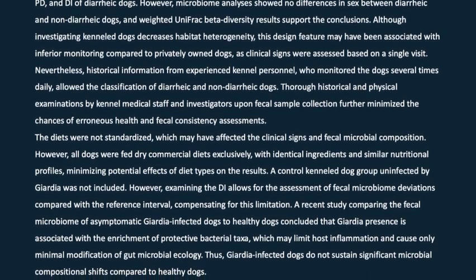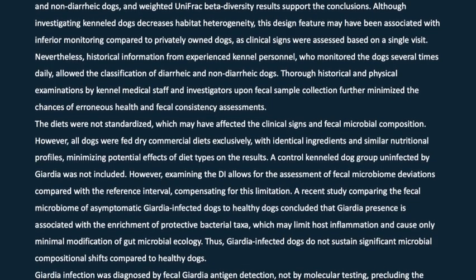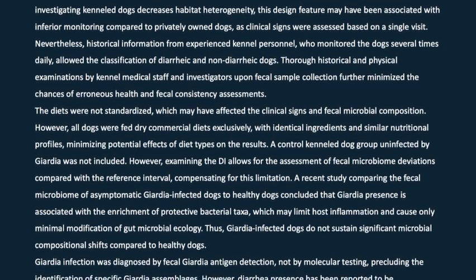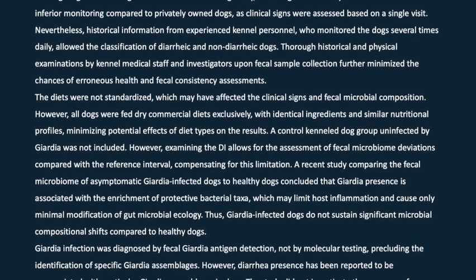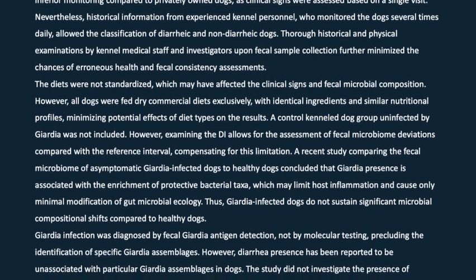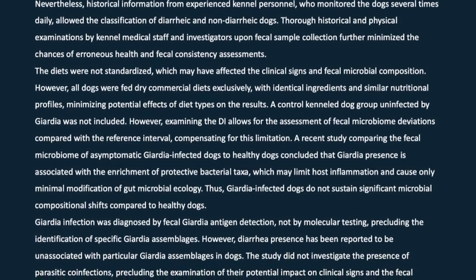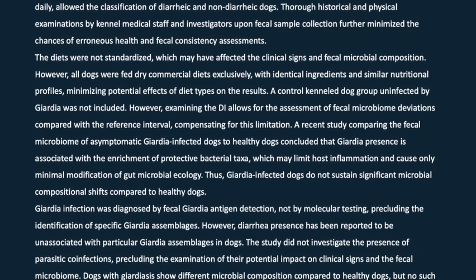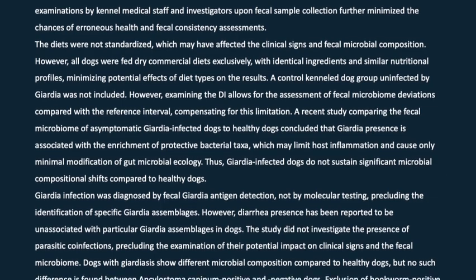A control kennel dog group uninfected by Giardia was not included. However, examining the DI allows for the assessment of fecal microbiome deviations compared with the reference interval, compensating for this limitation. A recent study comparing the fecal microbiome of asymptomatic Giardia-infected dogs to healthy dogs concluded that Giardia presence is associated with the enrichment of protective bacterial taxa, which may limit host inflammation and cause only minimal modification of gut microbial ecology. Thus, Giardia-infected dogs do not sustain significant microbial compositional shifts compared to healthy dogs.